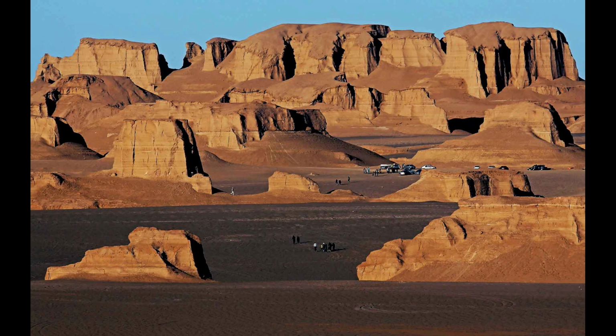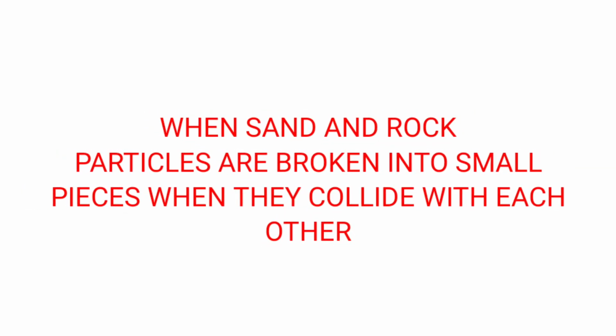Another process of wind erosion in deserts is attrition. What is attrition? Attrition is the process when sand and rock particles are broken into smaller pieces when they collide with each other.